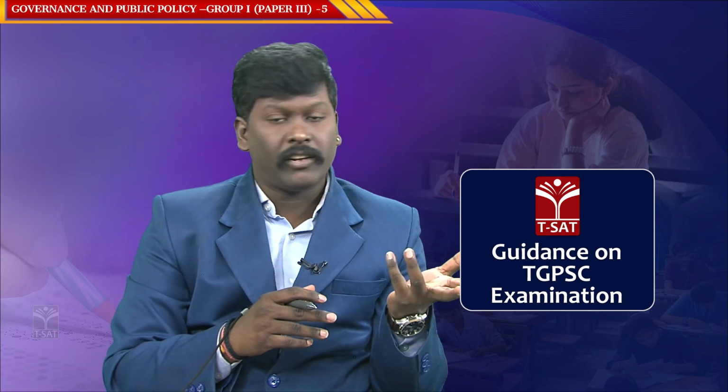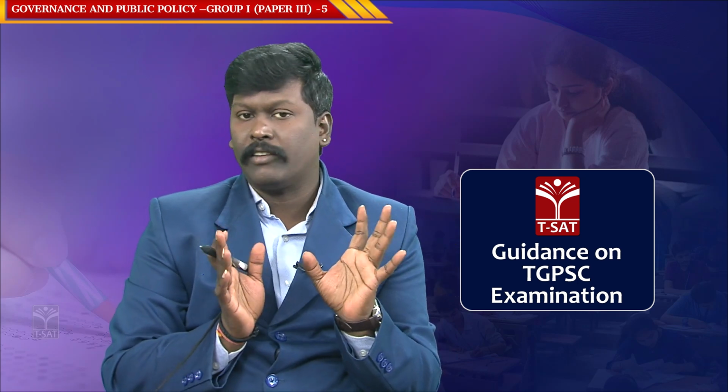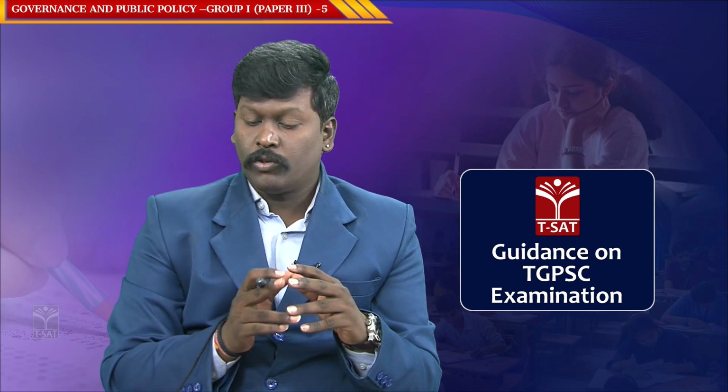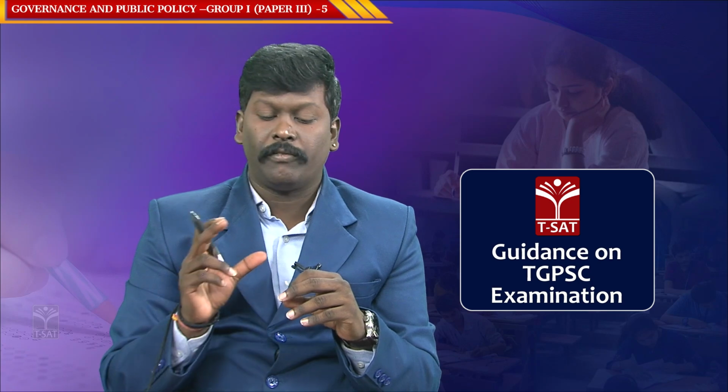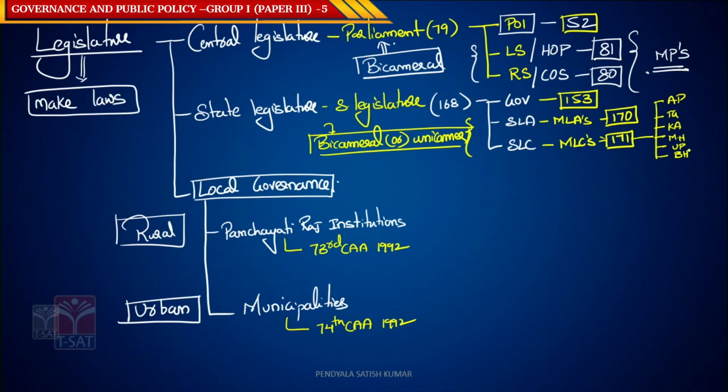These are the 6 states which have a bicameral legislature. We have both assembly and council. What about other states? Only assembly is there. Only one house. That is the meaning. So this is the composition of parliament and state legislature with the help of the constitution.